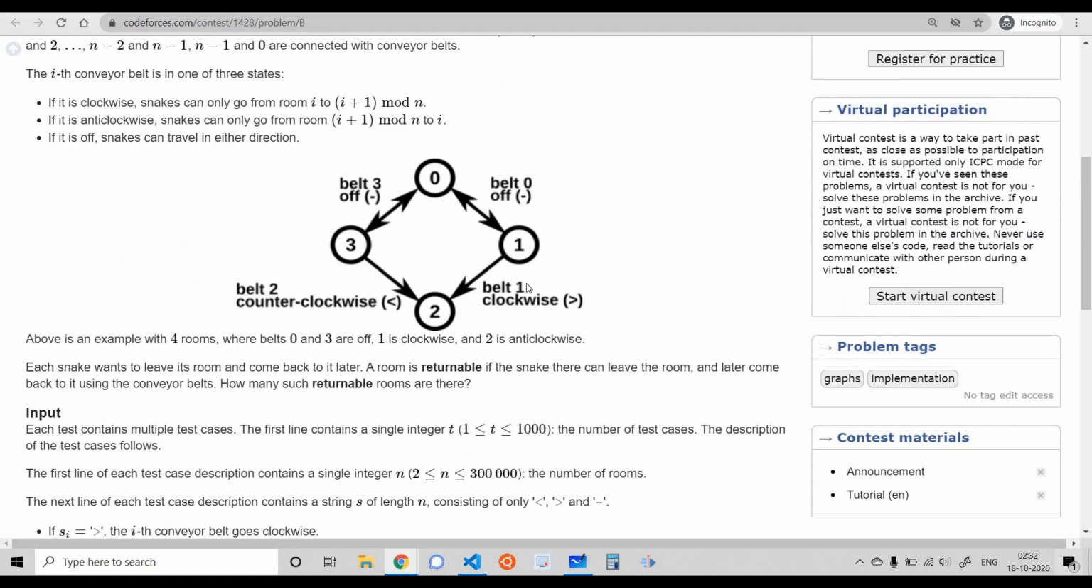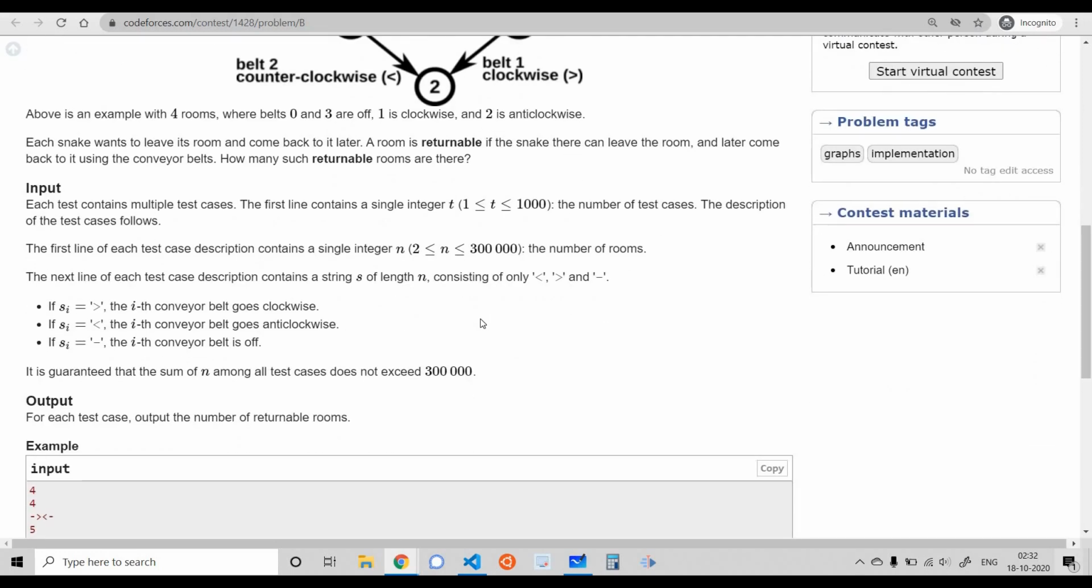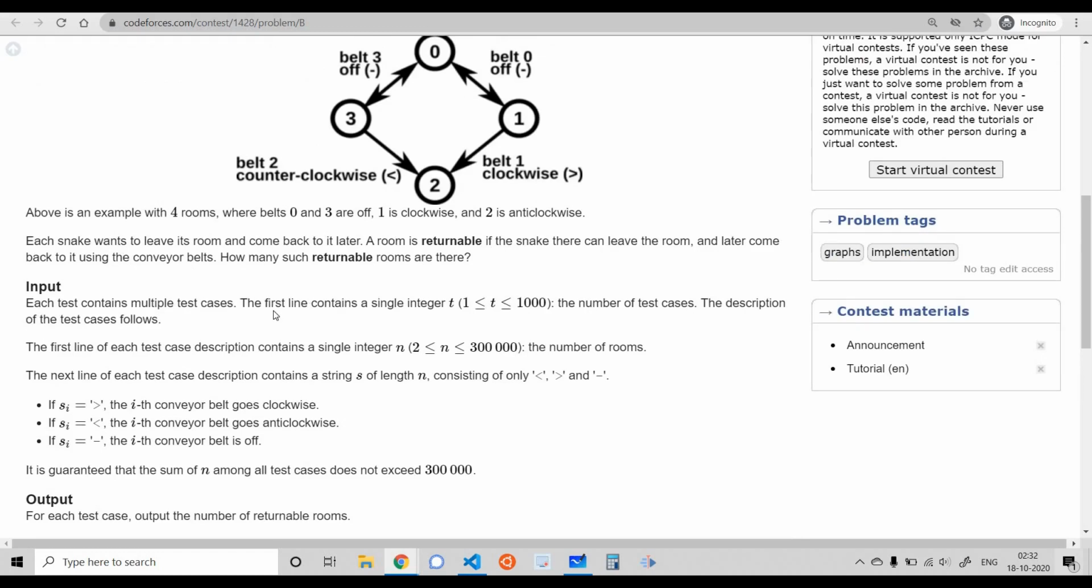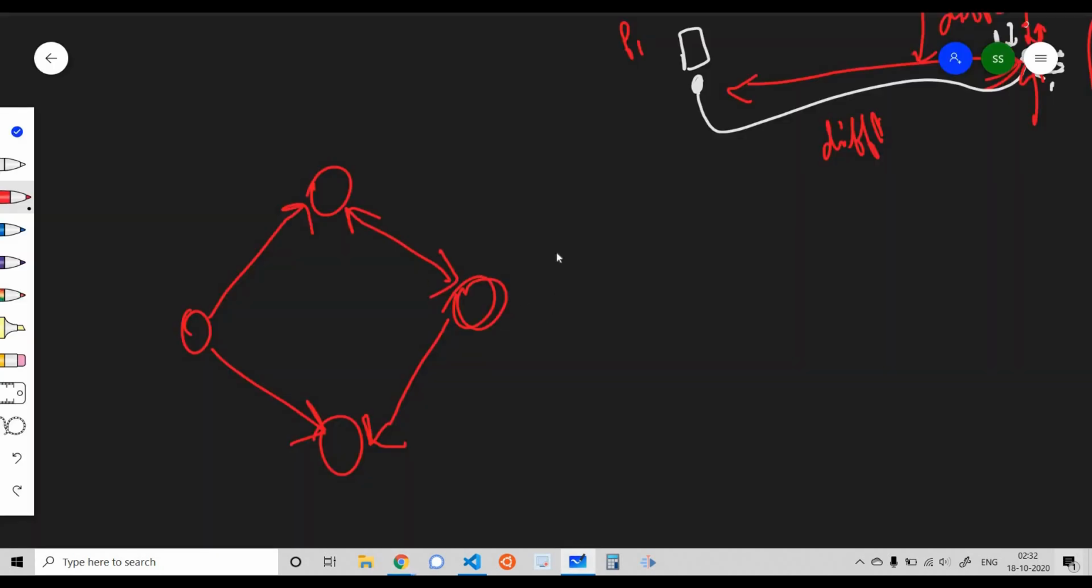And yes, they have said that the belt can move in three directions. Either it can move in clockwise direction or anti-clockwise, and in the last case it can be used to move in both direction. We need to find out such rooms from which, if a snake leaves, it will be able to get to the same node.